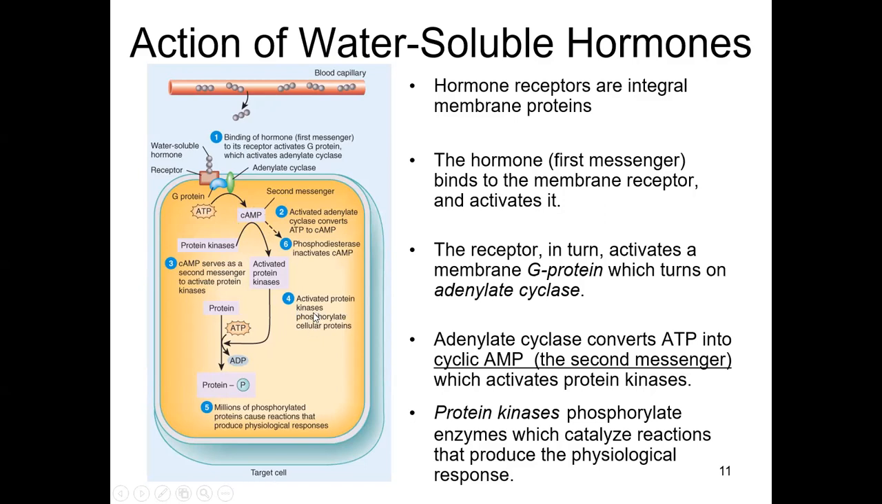protein kinases. These are enzymes that will add a phosphate group to a protein. And this phosphate group can activate or slow down the activity of the original protein. And so through this activity of adding phosphate to a protein, the effect of the water-soluble hormone will be felt.